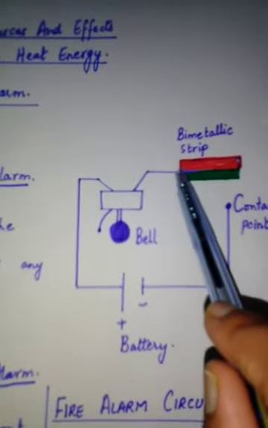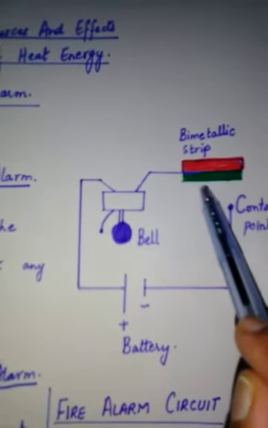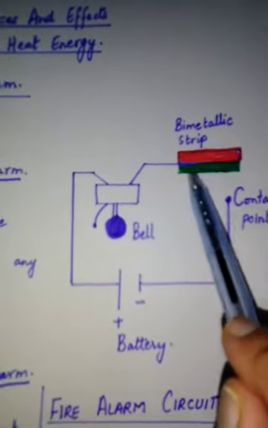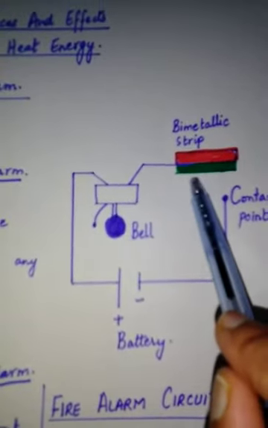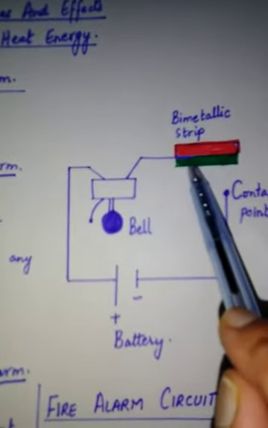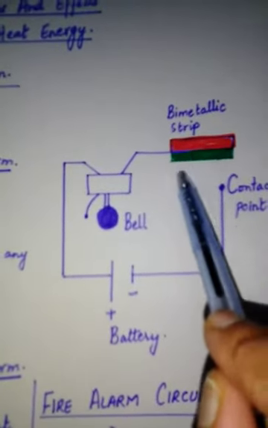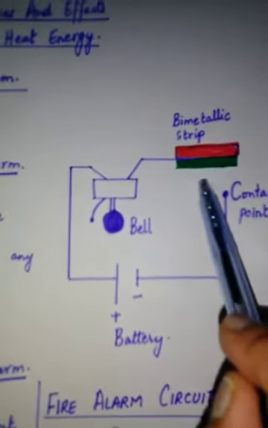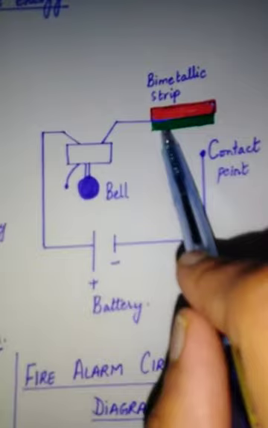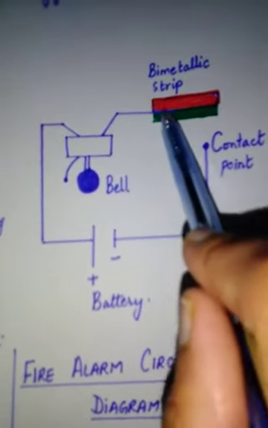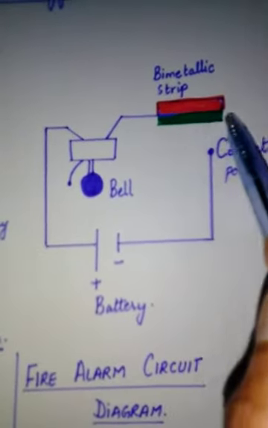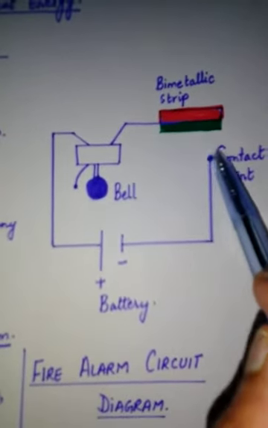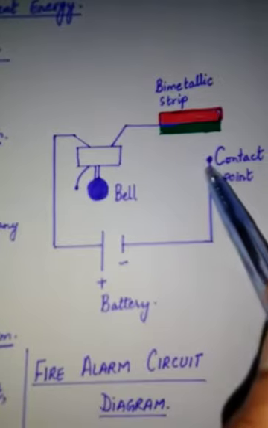This bimetallic strip is made up of two different metals, and if in case fire erupts or there is an explosion, this bimetallic strip is going to sense the heat from the surrounding, and it becomes hot. Once this bimetallic strip gets hot, it is going to bend. As you can see here, it is in straight position right now, but when it gets hot, it is going to bend like this.